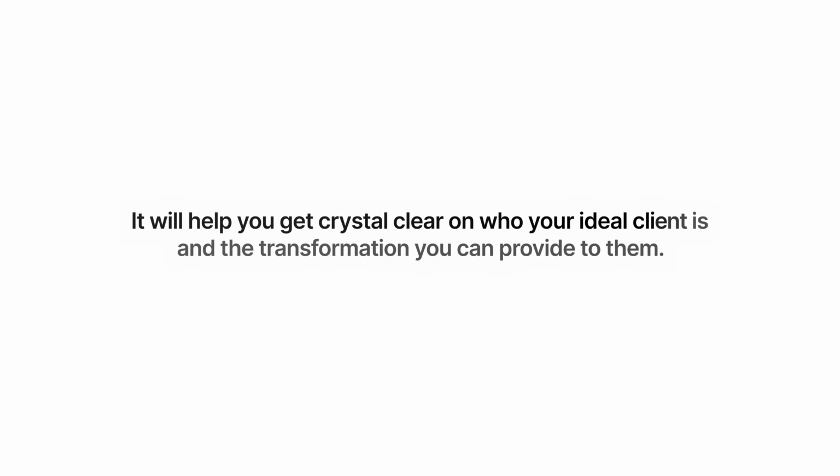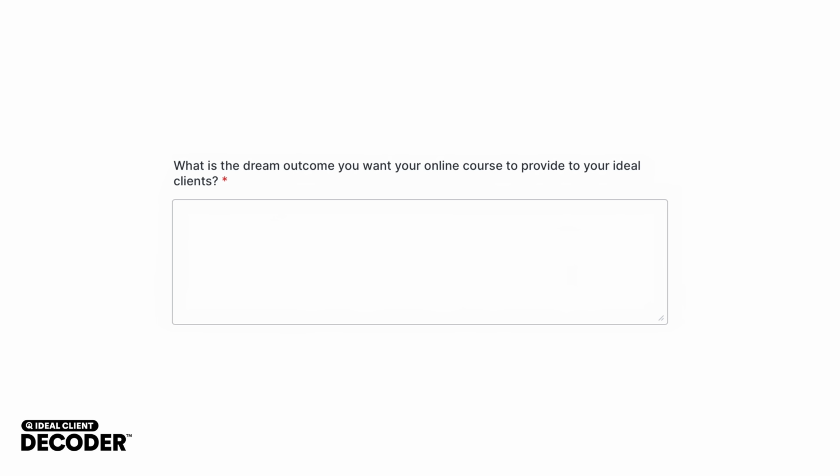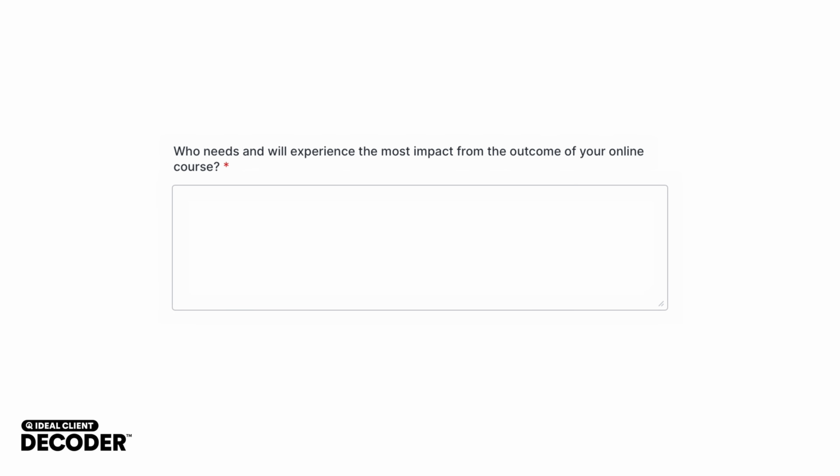It's not going to give you the full 17-page business plan that Anna received, but it will help you get crystal clear on who your ideal client is and the transformation that you can provide to them, which are the two fundamental elements that Anna credits as the foundation of her success. So the Ideal Client Decoder is going to ask you 3 key questions, which I went over earlier, similar to what Anna answered. Number 1, what is your primary skill set or expertise? Number 2, what result or transformation do you help people achieve? And number 3, who specifically do you serve? And you can go as in-depth or as surface level as you want with these, but just know the more specific you are, the better the answers and the output is going to be.